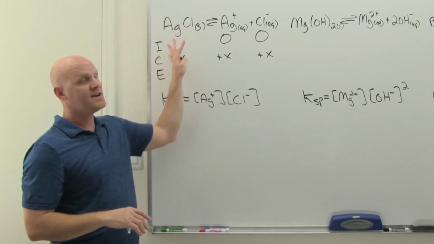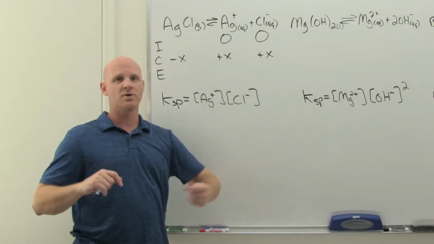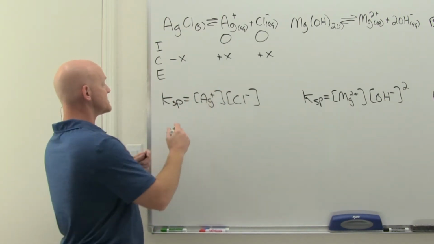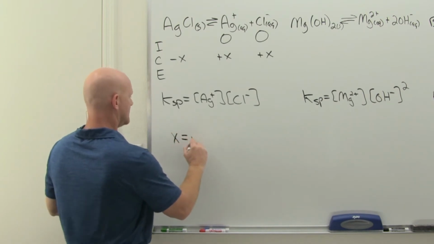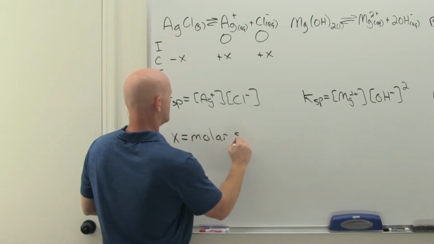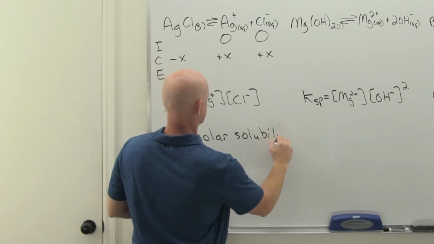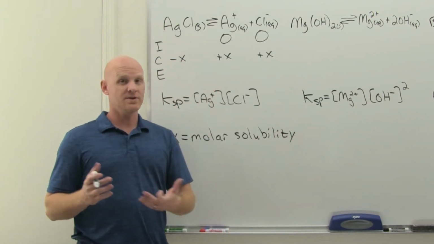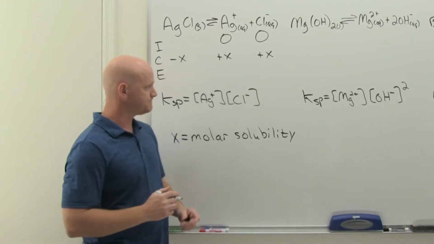And if you fill out your ICE charts in exactly the same way we've been doing them the whole time, x by definition in the ICE chart is the molar solubility. So here, x equals what we call your molar solubility, or simply the solubility, in units of concentration, in units of molarity.